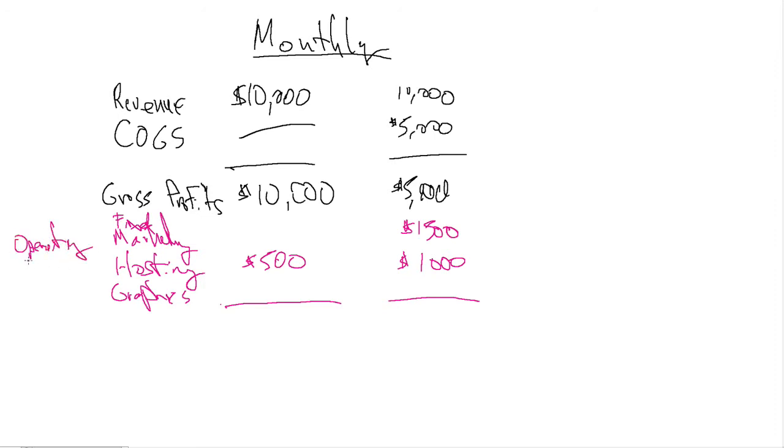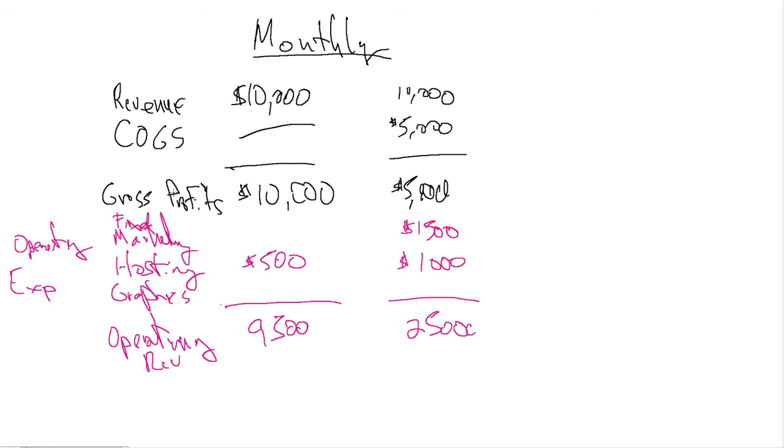Need these for our business to function. Okay, and then what we come out with here is $9,500. Over here we have $2,500, so this drops down to $2,500. 5,000 minus this 2,500, and this is called operating revenue.